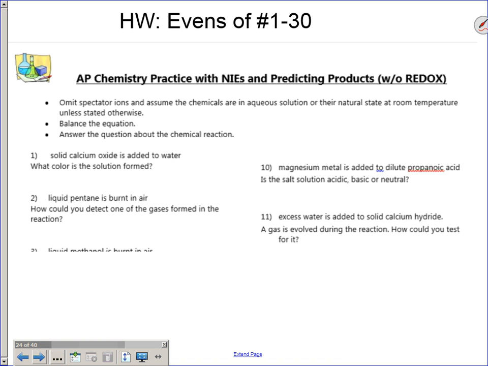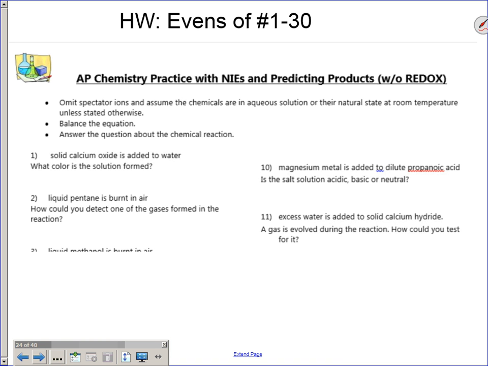From the bottom of the page it says AP Chemistry practice with NIE, predicting practice without redox. So NIEs can really be embedded through many multiple choice questions, through stoichiometry, through ion concentrations, through titrations, literally anything. So I want you guys to do evens here. So you have 15 questions. So go ahead and look at the first one. Solid sodium oxide, liquid pentane is burnt in air.